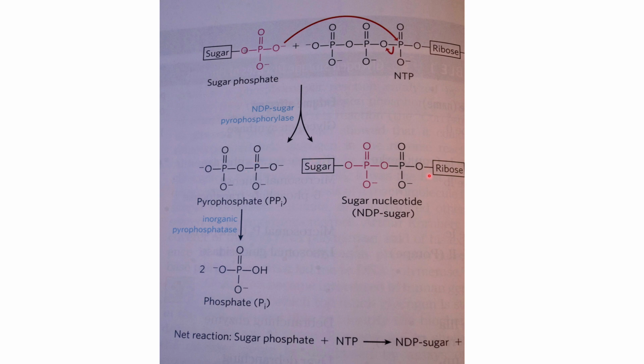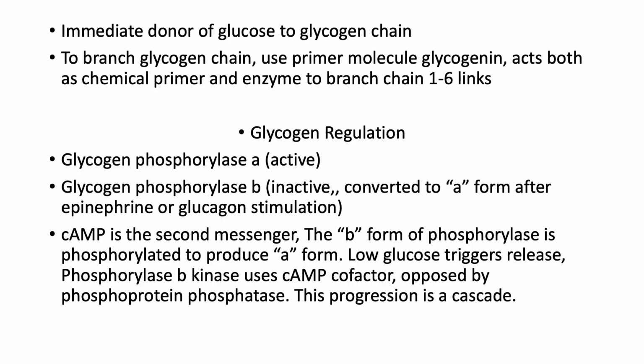created with the sugar on one end, ribose on the other end. This is a sugar nucleotide, NDP sugar, and you get inorganic pyrophosphatase causing 2 phosphate ions, and this is the net reaction, sugar phosphate plus the NTP giving the NDP sugar plus free phosphate. There's an immediate donation of glucose to the glycogen chain.